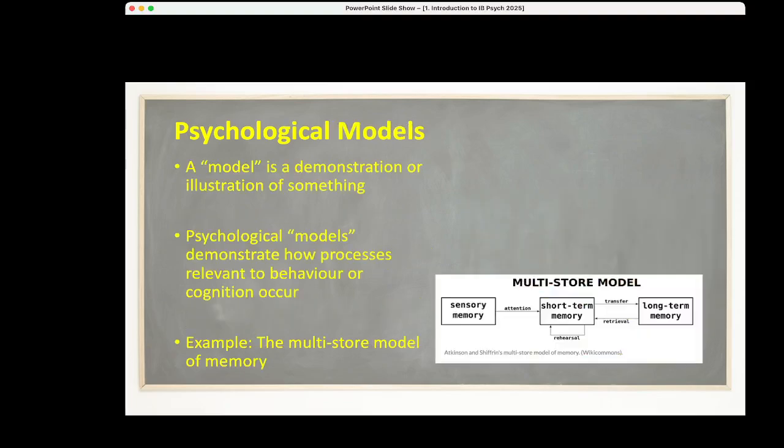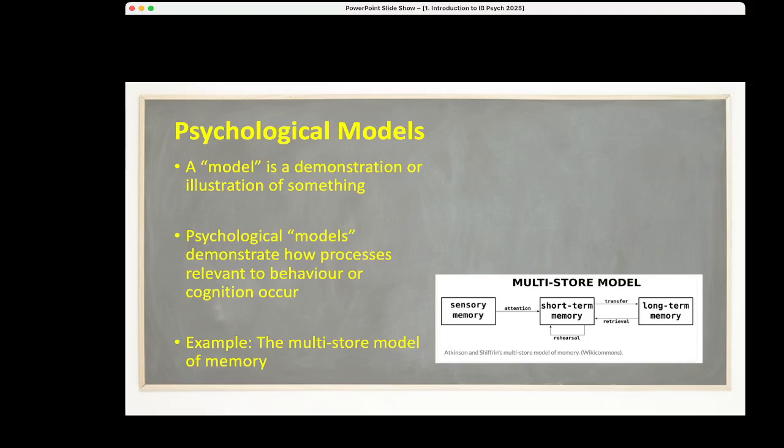Model, explain, what is a model? Sometimes I like to use the example of a clay model, or model airplanes, right? It's a visual demonstration, a representation of something, and this is what a psychological model is. It's a demonstration of how a process happens, right? We can look at the multi-store model.